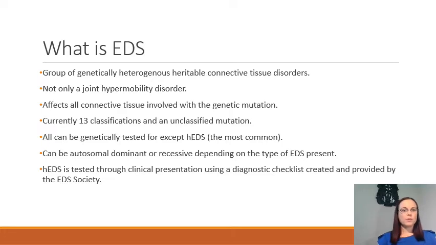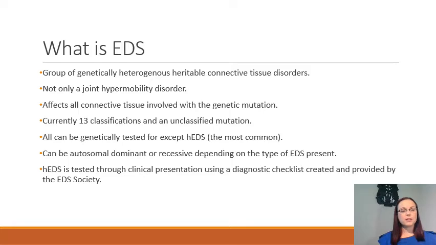So Ehlers-Danlos syndrome, the wordy definition, is that it is a group of genetically heterogeneous heritable connective tissue disorders. So we're seeing different genes involved that are presenting as connective tissue disorders, depending on which type of Ehlers-Danlos syndrome is diagnosed. It's not only a joint hypermobility disorder, it affects all the connective tissue that's going to be involved with that genetic mutation. Currently, there are 13 different classifications, and one unclassified mutation. They can all be genetically tested for except for hypermobile EDS, which is unfortunately the most common of all of them. It can be autosomal dominant or recessive depending on the type of EDS that's present.